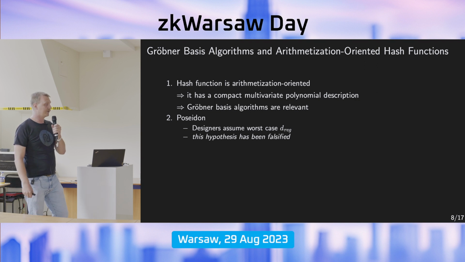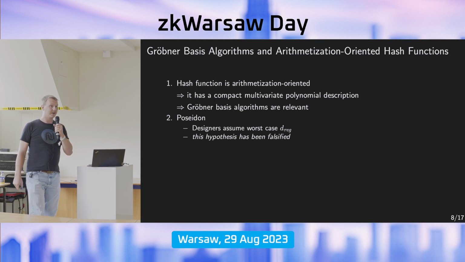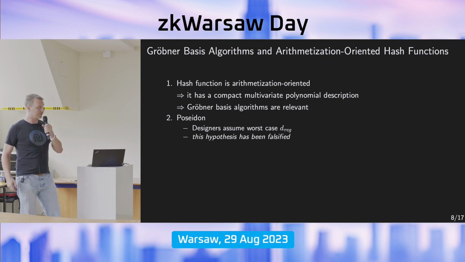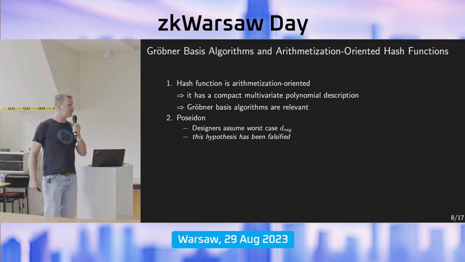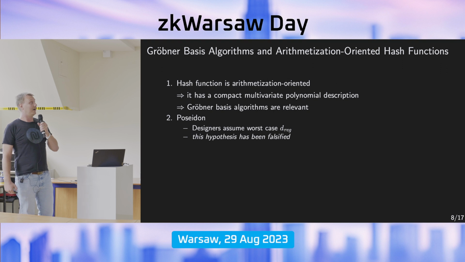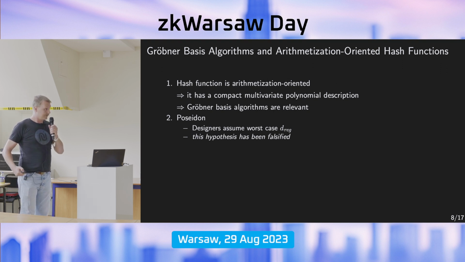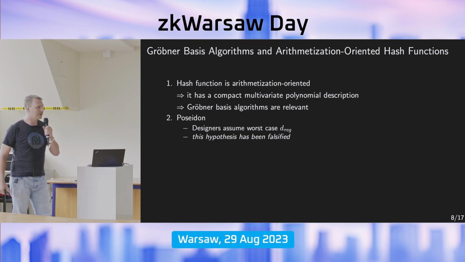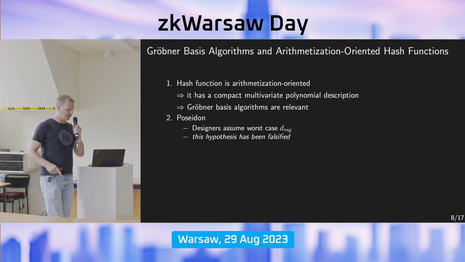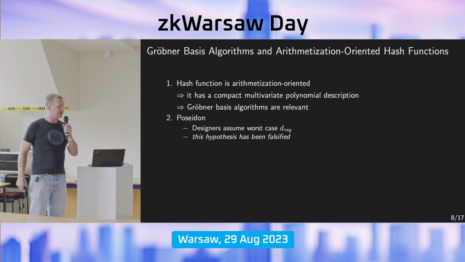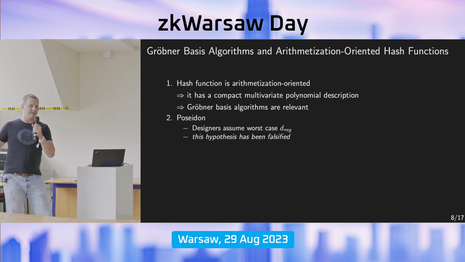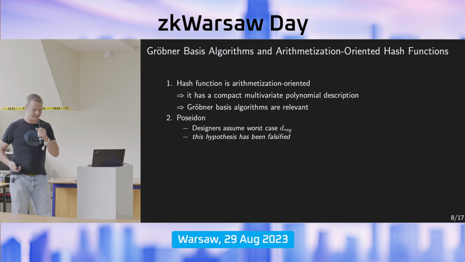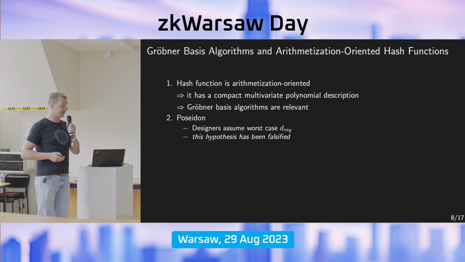In the case of Poseidon, the designers assumed that the degree of regularity behaves like it does in the worst case. And this assumption has been falsified. This is Poseidon 1. I don't think Poseidon 2 has any different behavior, because it's only the linear layer that's different, if I'm not mistaken. To be clear, this doesn't necessarily give rise to an attack on Poseidon. It just shows that the designers overestimated the security, at least against Gröbner basis attacks.